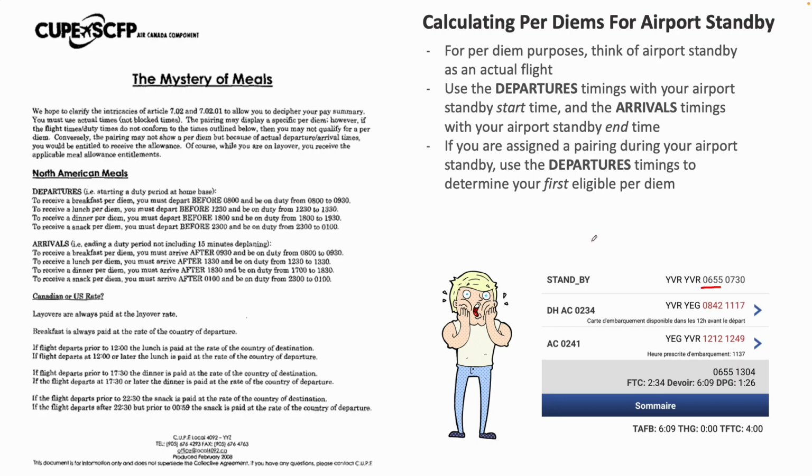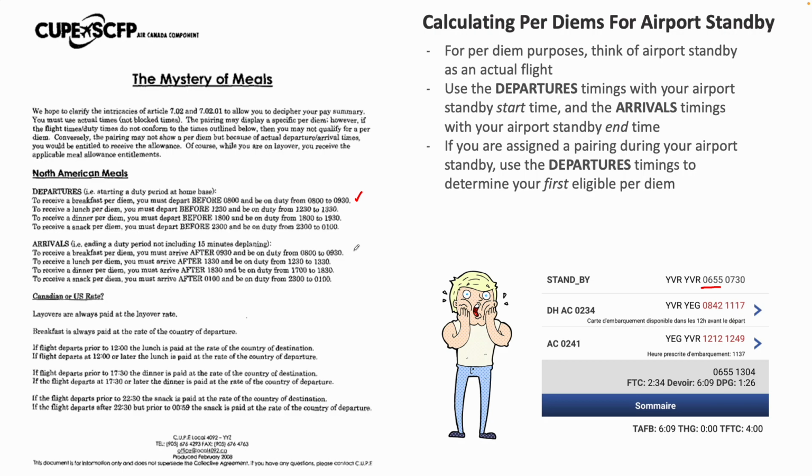So to determine our first eligible per diem, we of course use the departures section of the Mystery of Meals. Did we depart or start our airport standby before 8 a.m.? Yes, we did. And we were on duty well before 8 a.m. to 9:30, so breakfast is the first per diem that we're entitled to.